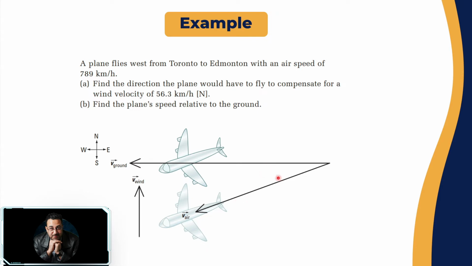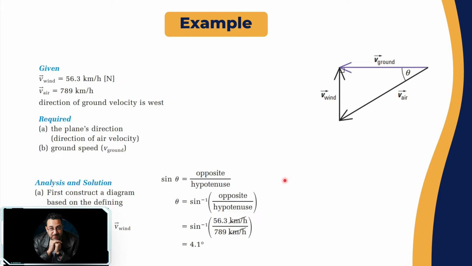In this case, we want to find the theta. So we go to Cartesian. We draw our vectors. We have the v wind and we have the v air. Now that's the angle we're looking for, since we have tail to head as the v ground. So we're given v wind, we're given v air, and we know that the direction of ground velocity is west. So what is required? We need the plane's direction, or the theta.